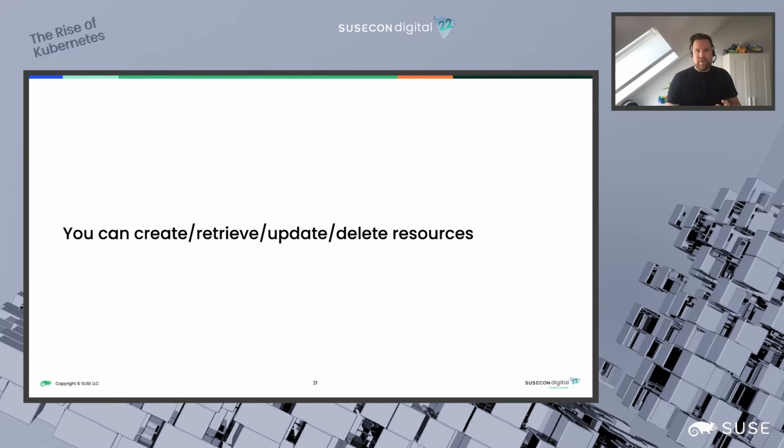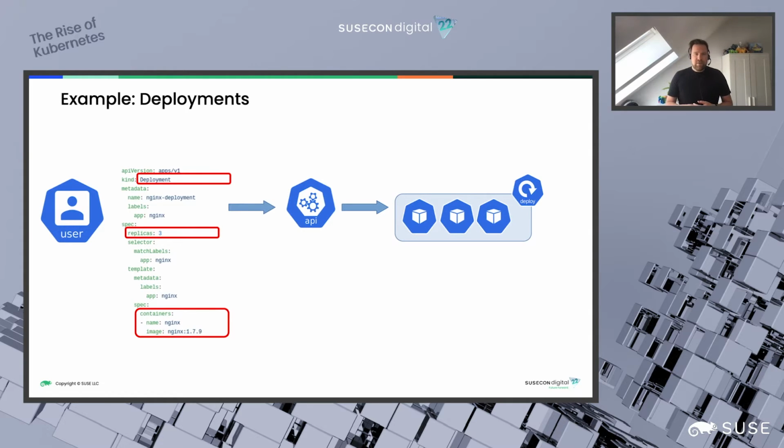Let me give you one example. Here you can see the API specification of a deployment. A deployment tells Kubernetes to run a container multiple times in the cluster. So in here we have a deployment which has 3 replicas configured, and in the specification of these replicas it says please run an Nginx container.